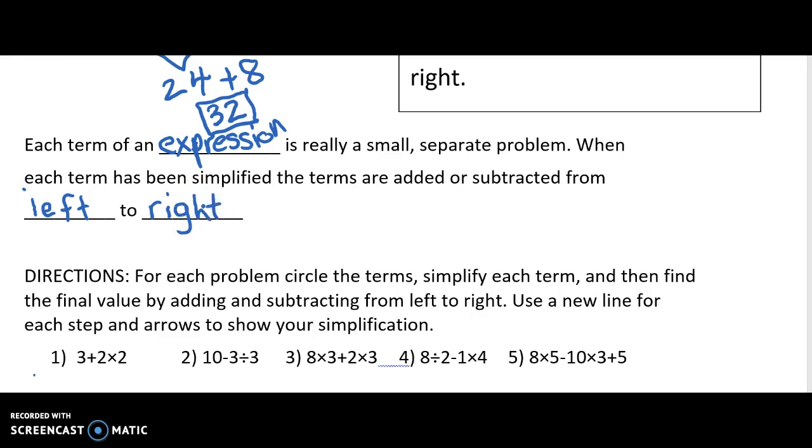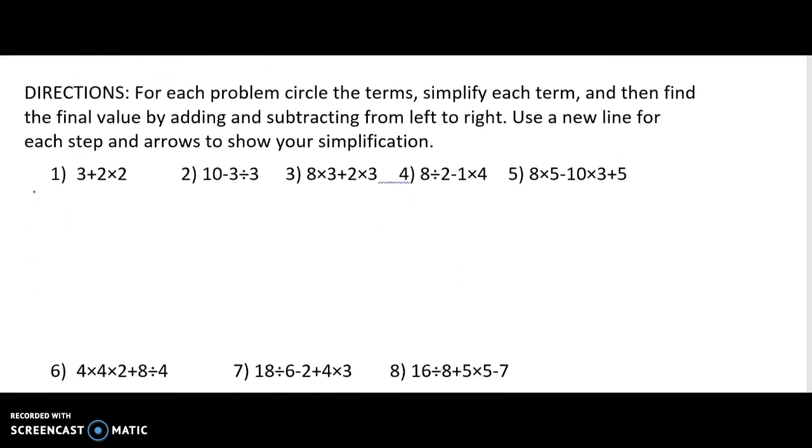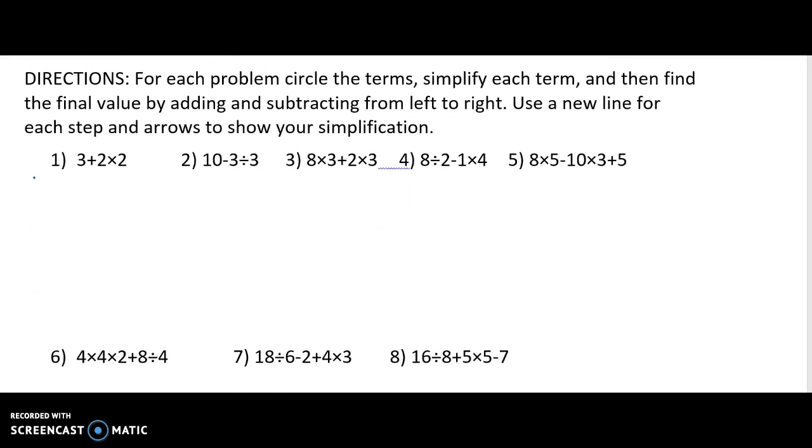Okay, now I've got some problems for you to try, and I'll work a couple of them with you. Directions. For each problem, circle the terms, that's number 1. Simplify each term, that's number 2. And then find the final value, adding and subtracting from left to right. Okay, we're going to stop reading right there.